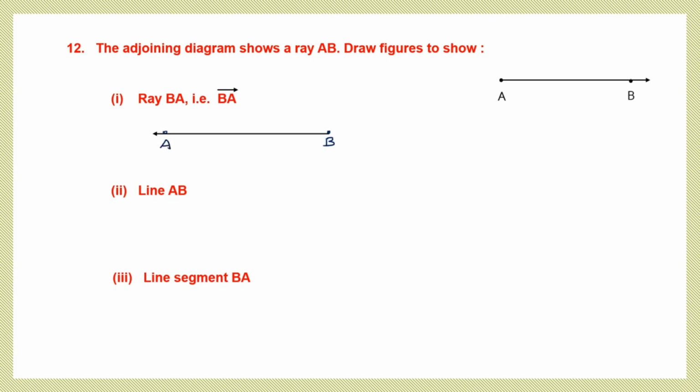Now let's draw a line AB. So we have a line here, and as you can see, the two arrowheads show that it is a line. And let's name it line AB. So we are naming it as line A, and B, put the 2 points. Now line segment BA. So draw line segment. A line segment AB or BA can be put the same way because both ends are fixed. So we have drawn all three figures here.